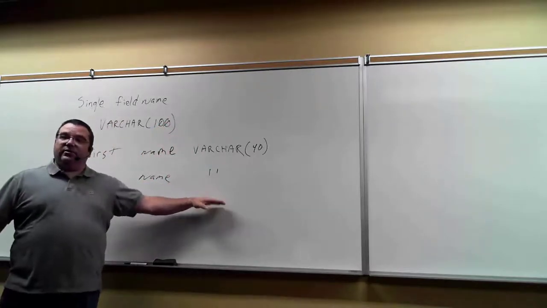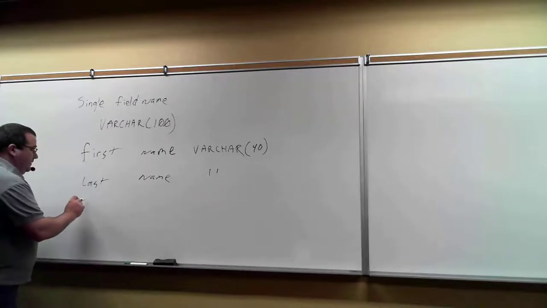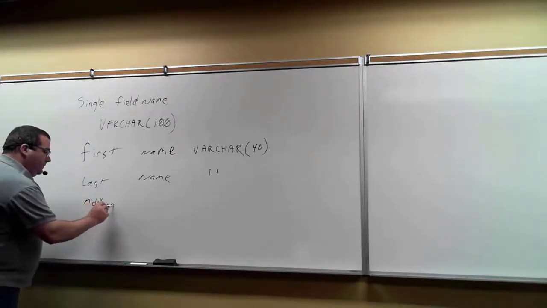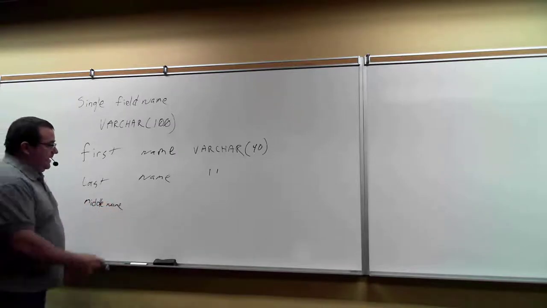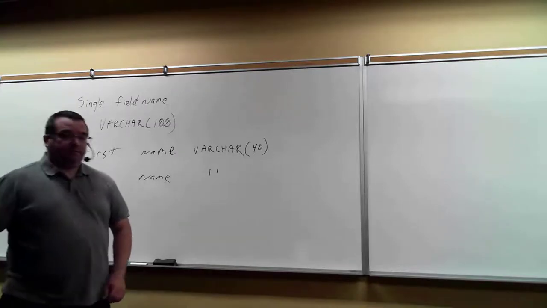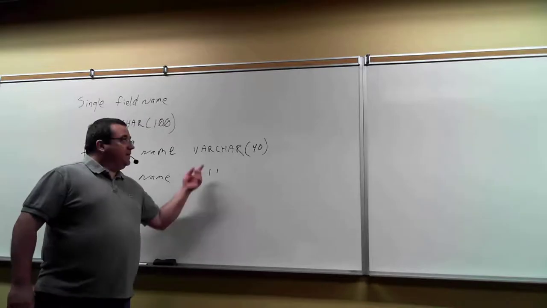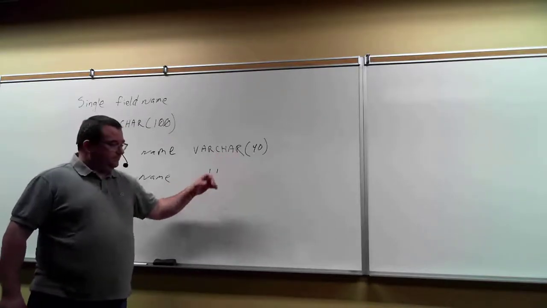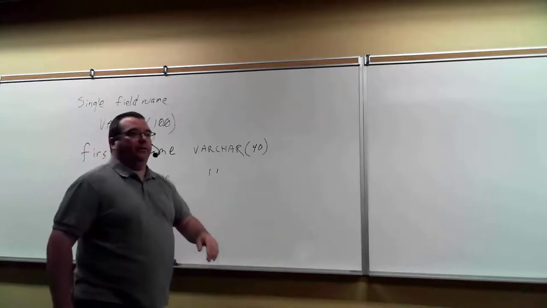Now, sometimes you'll get their middle name. And with this, you've got a couple of choices. You can either, again, give a Varchar 40, so you have enough room for most people's middle names. Or you can choose to do only one letter.